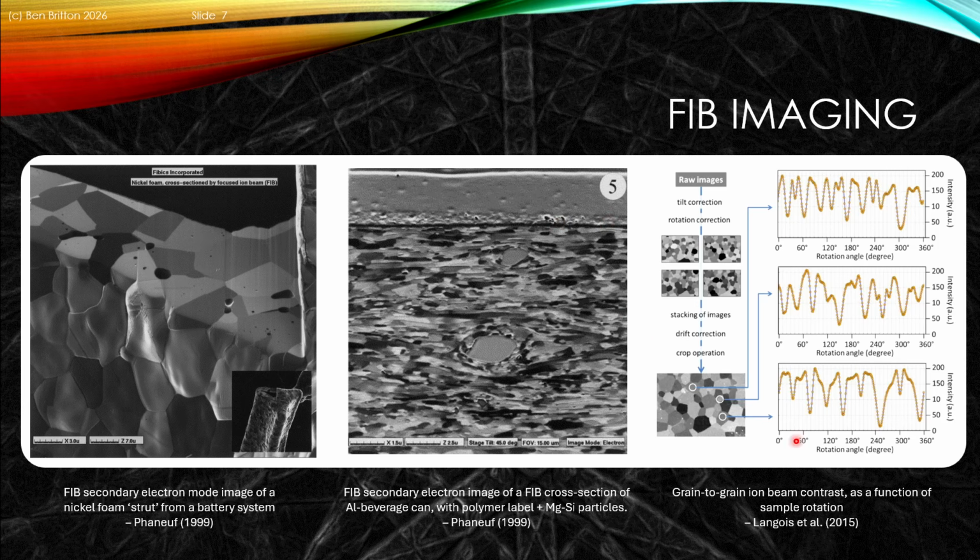We can also do grain-to-grain contrast and do an EBSD-like experiment. This is some really nice work from Cyril Langlois and colleagues. And in this example, they effectively rotate the sample through a series of different angles and produce the characteristic blocking pattern for individual grains. And then you can use that and look that up against the table to work out the crystallographic orientation, almost like EBSD in that practice.